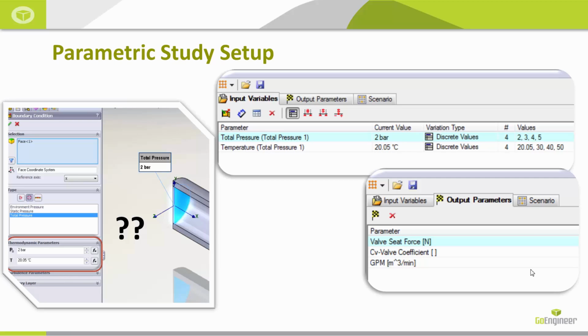Like I mentioned, we have two different ways to do it. The first one we're looking at is the what-if scenario. So we'll be looking at the total pressure and temperature. So this is our inlet condition, and we're varying it by discrete values. Same thing with the temperature. And then for our outputs, I want to track our seat force, our valve coefficient, and our flow rates.